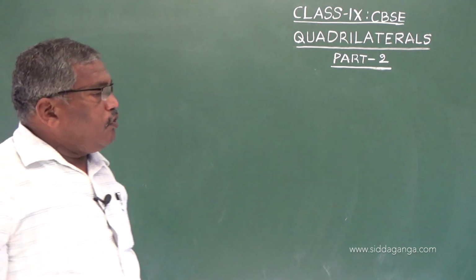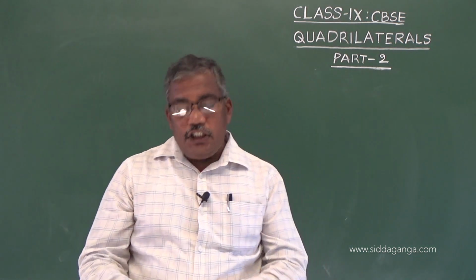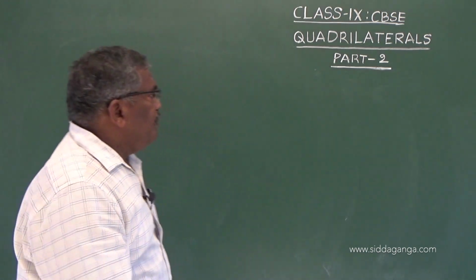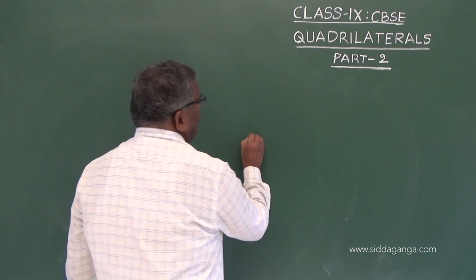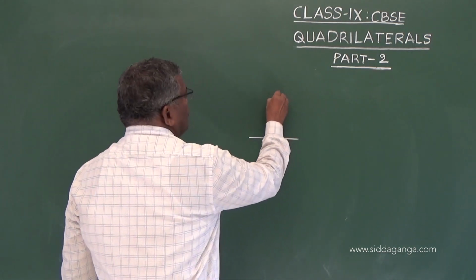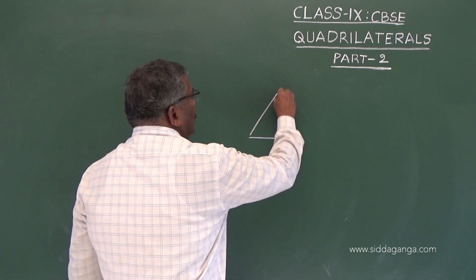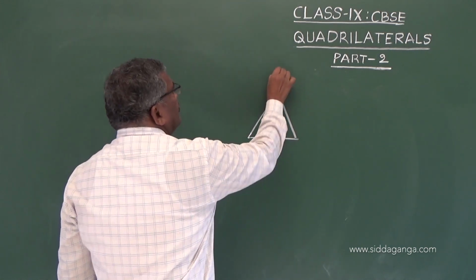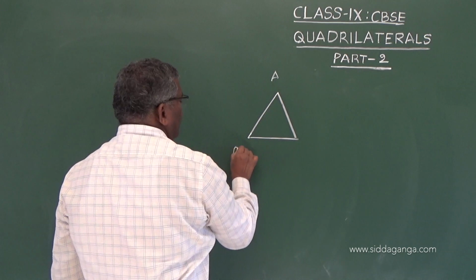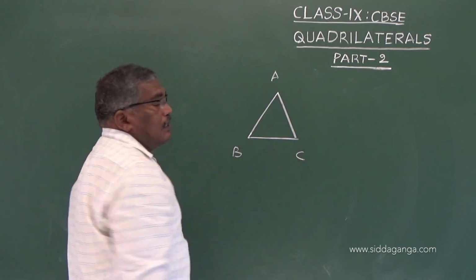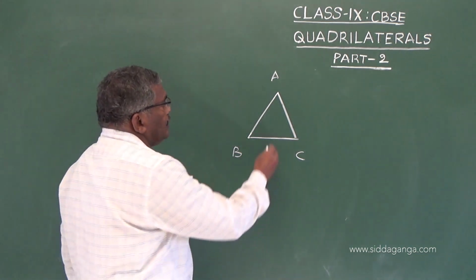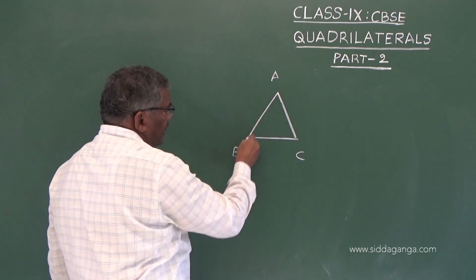Now we shall discuss the exterior angles in a polygon. In a triangle, this is a triangle ABC. We have discussed exterior angles extensively. Exterior angle is one which is formed by extension of one side.